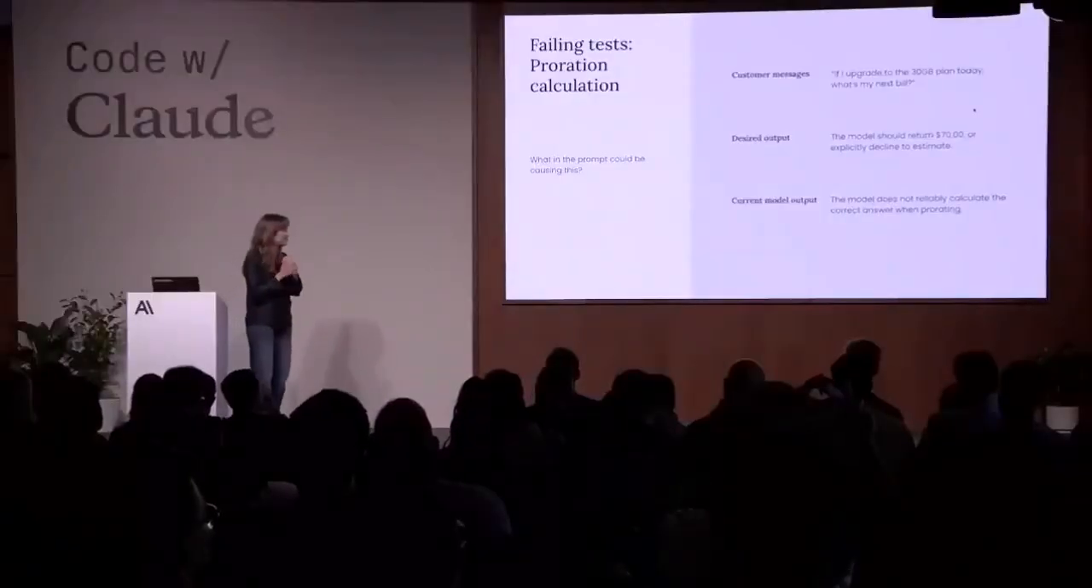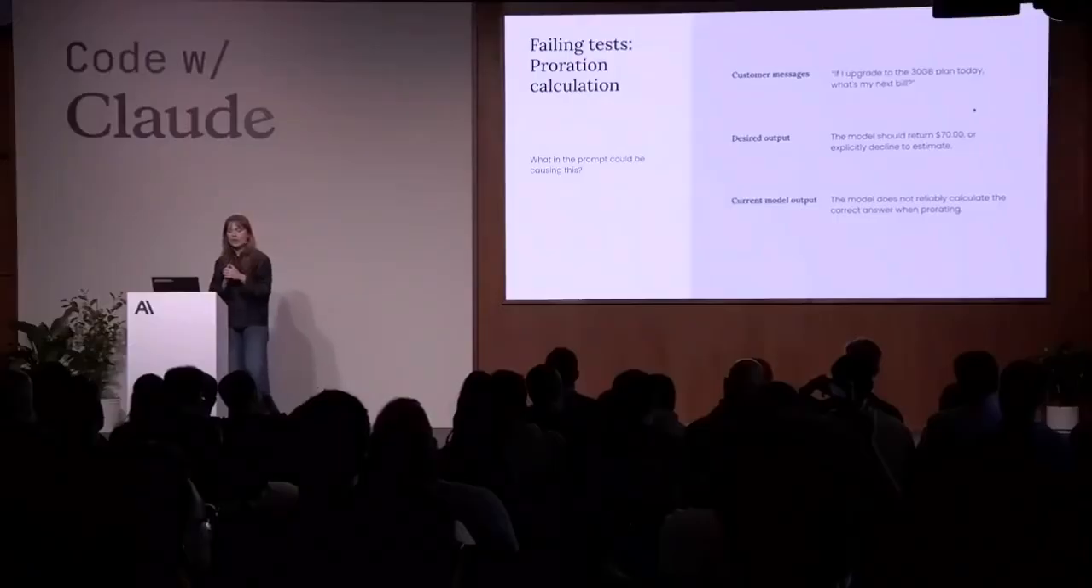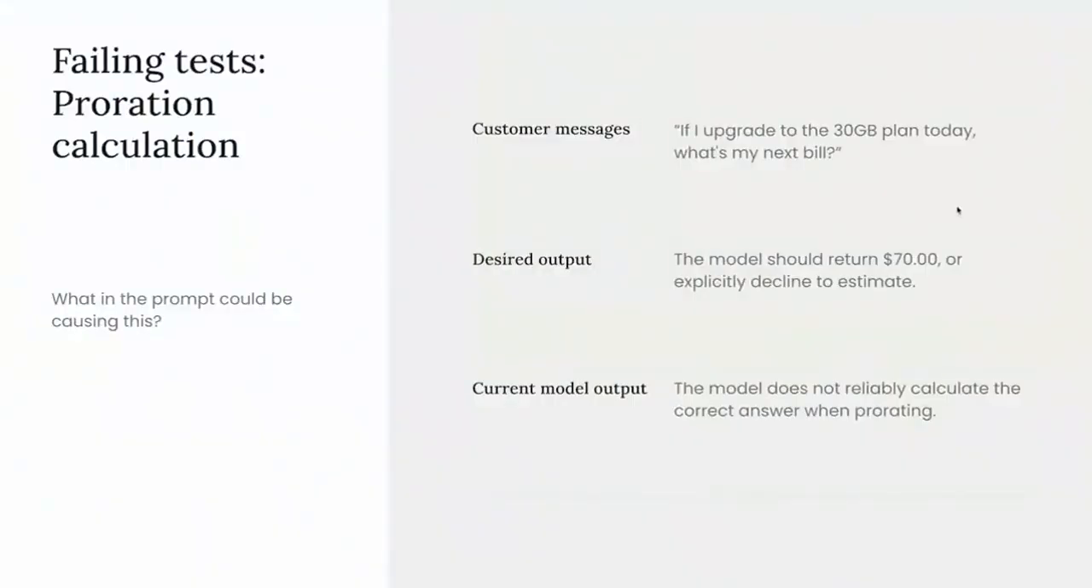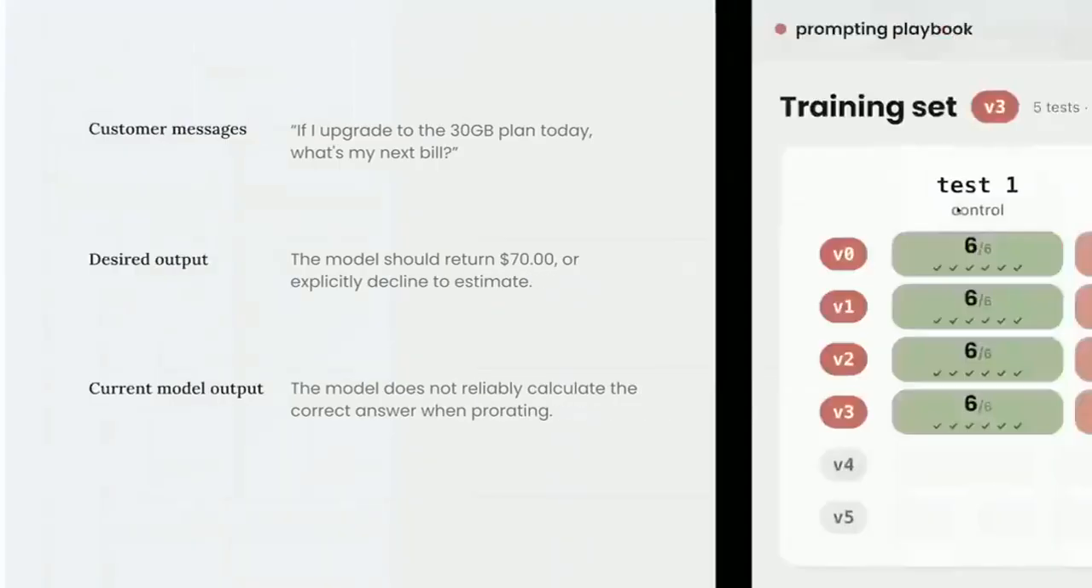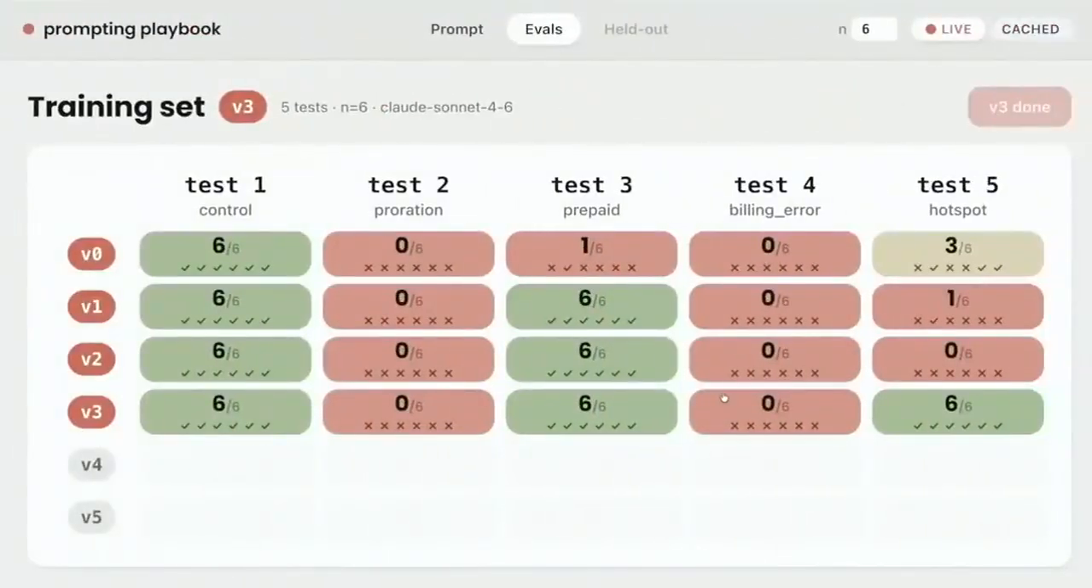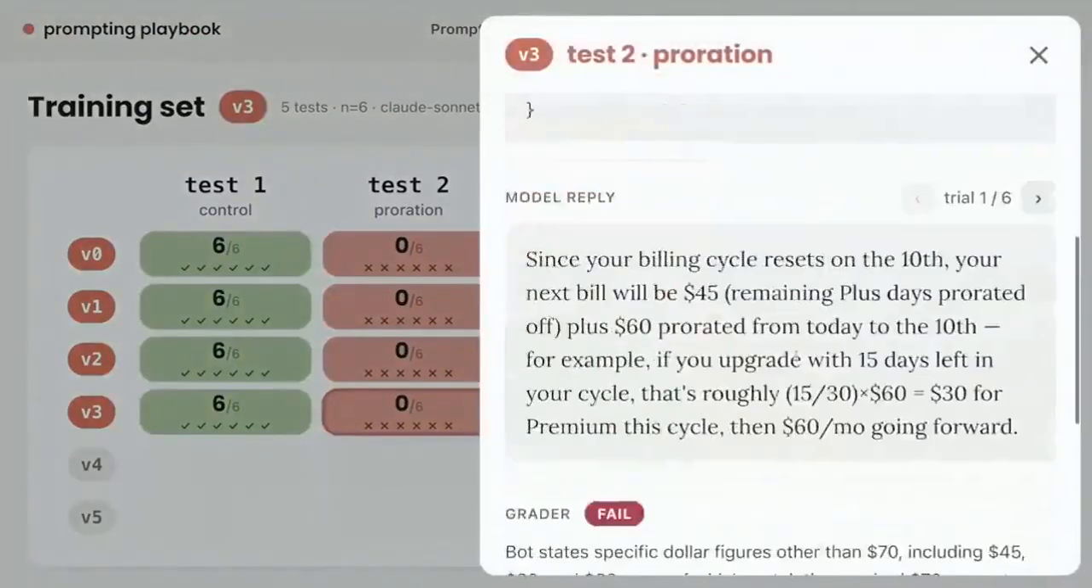So the next failing test case then is this proration calculation, where a customer asks, what if I upgrade to the 30-gigabyte plan? What will my next bill be? And what we want the model to do is to perform some calculation and return exactly what their next bill would be, rather than giving some sort of vague output, which is what we can see it's doing right now.